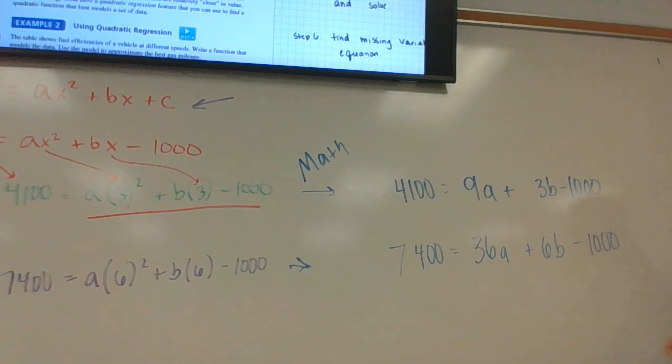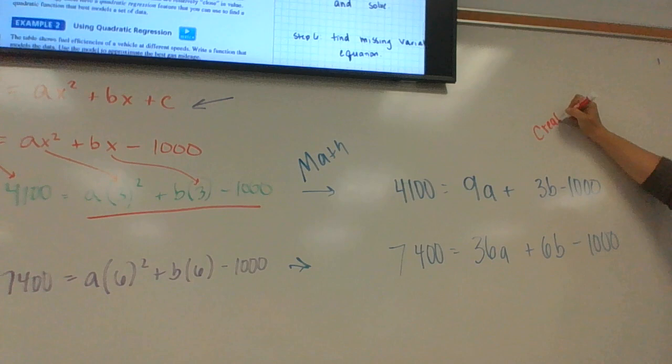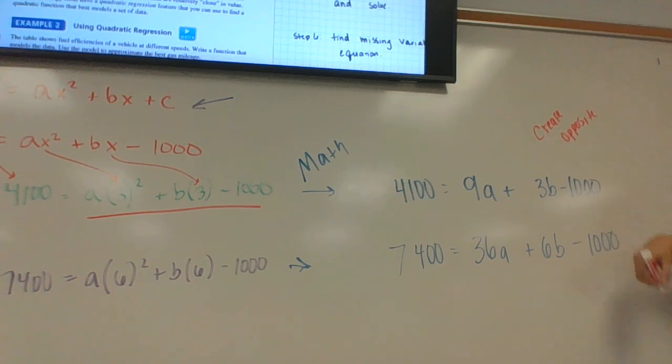All right, now to do what we did in bell work, you need opposites. So now we have to create either opposite A or opposite B. Is anybody ahead of this and has already made opposites? What would you do, Peyton, to make opposites?